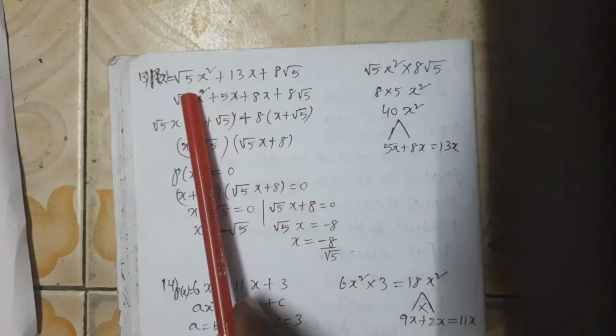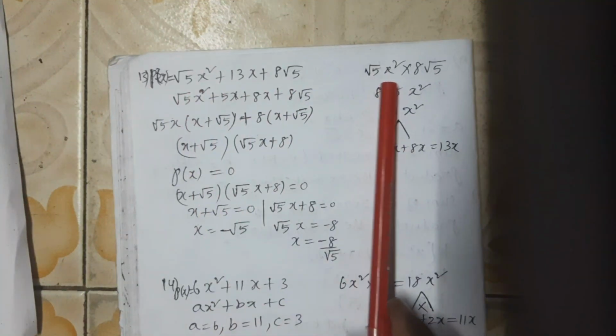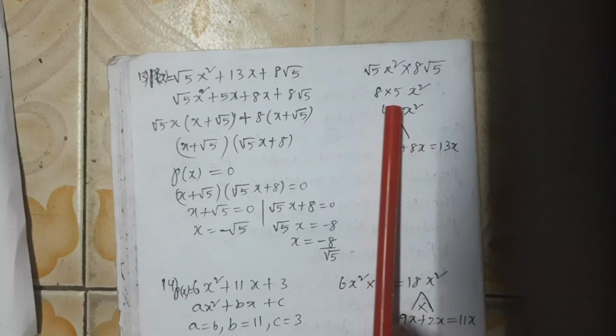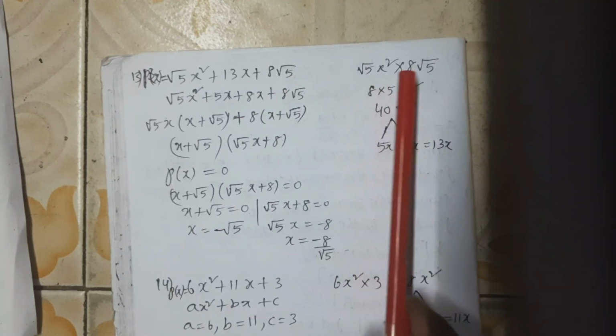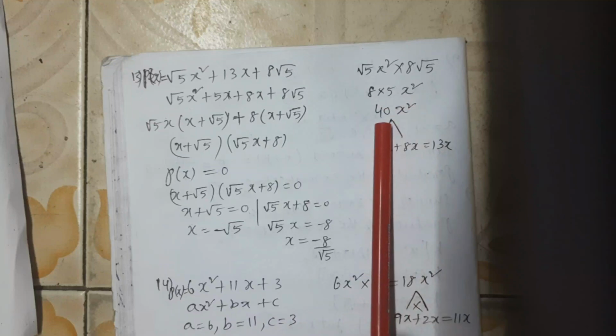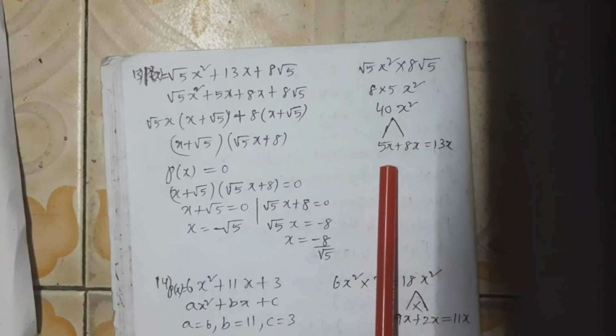You know already, extreme terms multiply: root 5x square into 8 root 5. 8 5s are 40. Why? Because root 5 into root 5 value is coming 5. 8 into 5 means 40. 8 5s are 40 x square. Now split this.